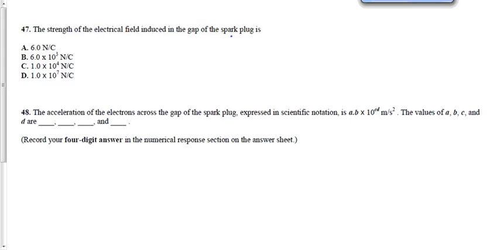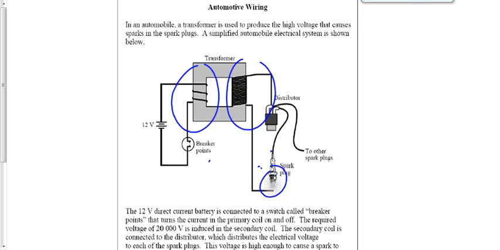Okay, let's take a look at question number 47 now. It says, what's the strength of the electric field induced in the gap of the spark plug? Let's take a look at our data again here. The spark plug is over here.